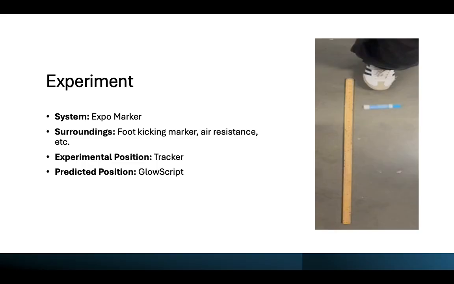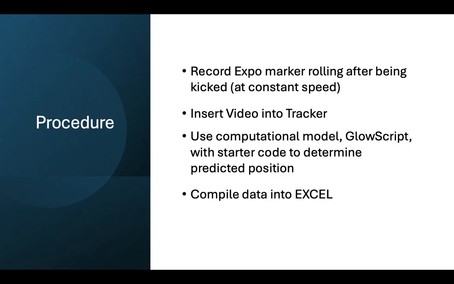Our experiment system was the Expo marker, as you can see in the image, and that's just what we're focusing on, and the surroundings are anything that's interacting with the system, so the foot in this case kicking the marker, and air resistance. Our experimental position was calculated using Tracker, and the predicted position was calculated using GlowScript.